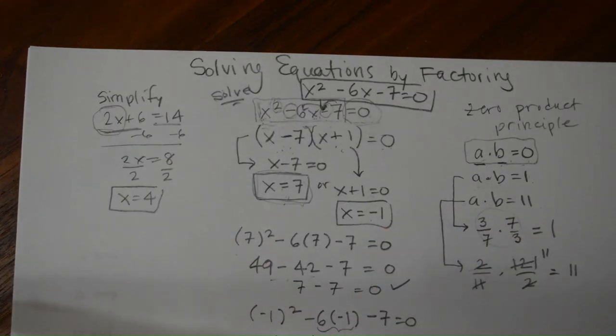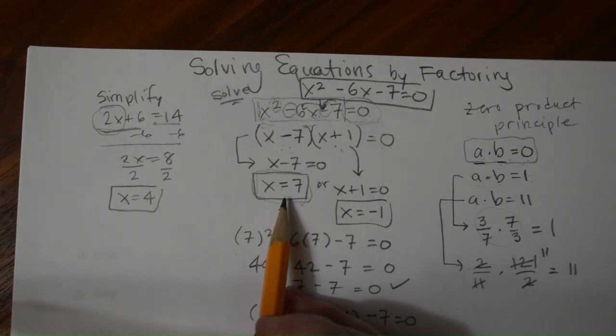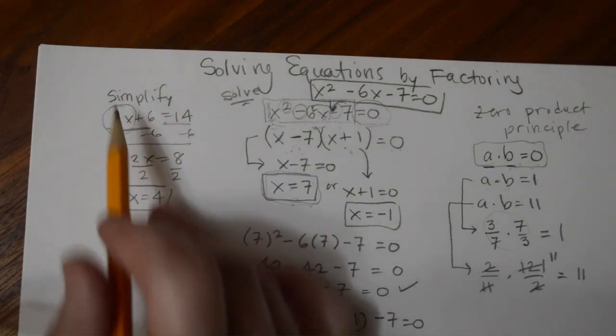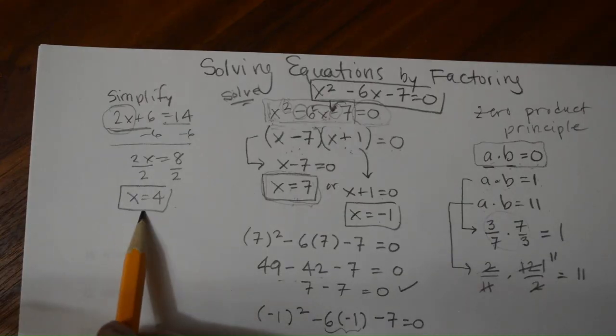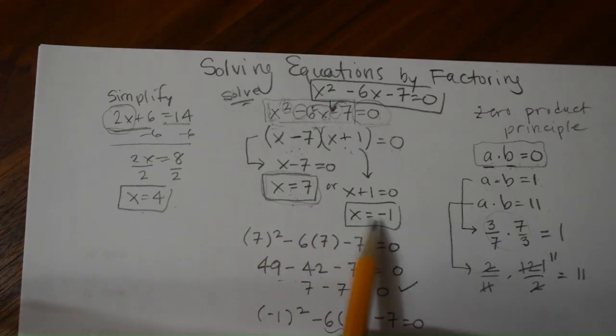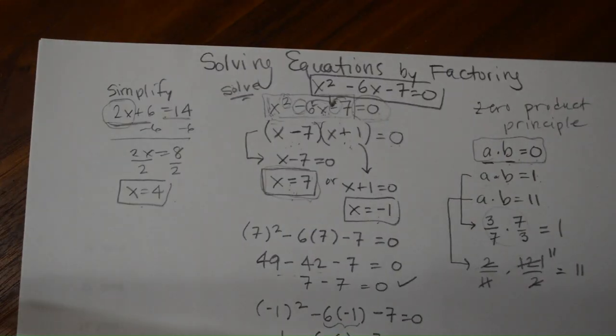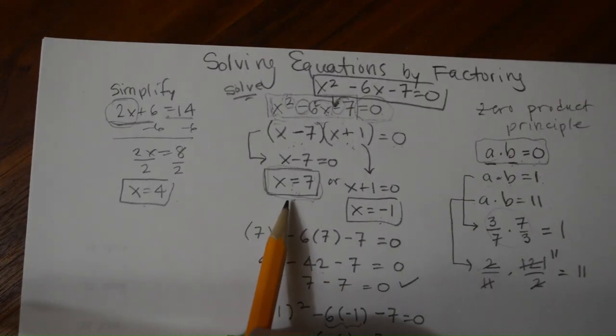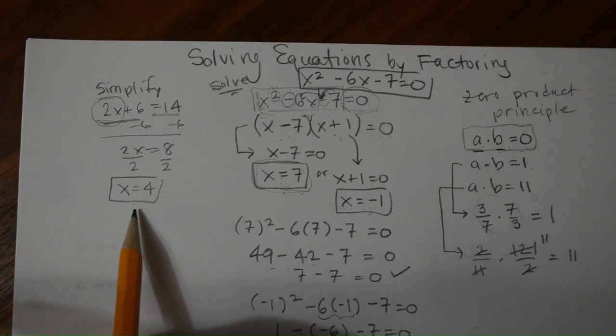All right, now you might be thinking, whoa, that's never happened to us before. When we solved linear equations like this, we only got one solution. Now here we are solving a quadratic and we get two. That is unexpected, perhaps.